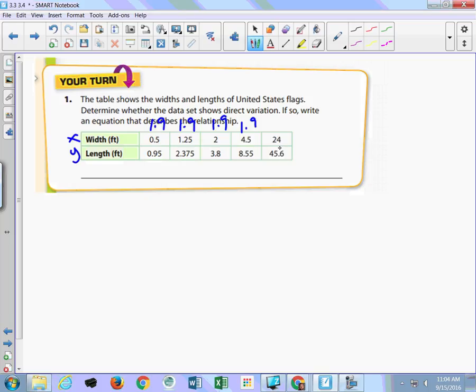Okay, and if those are all the same, that means you have direct variation. But if one of those is not the same, then you do not have direct variation. So it says if you do, write the equation. What's our equation for them? y equals kx. So y equals 1.9x. Okay.